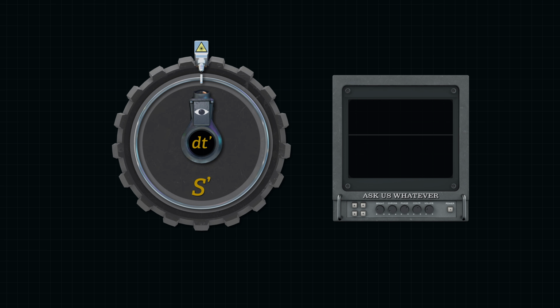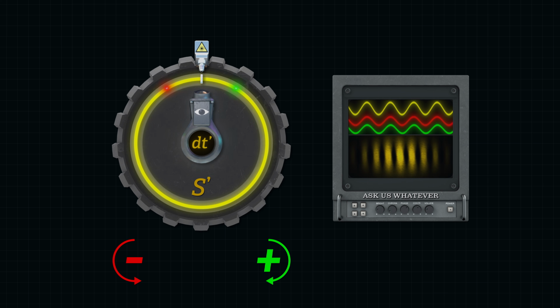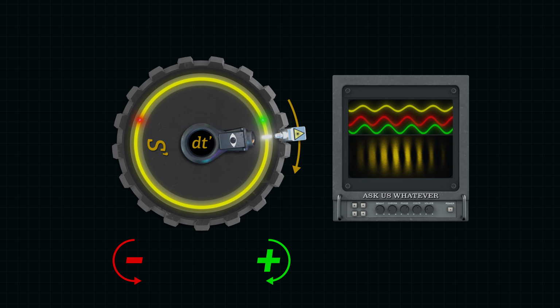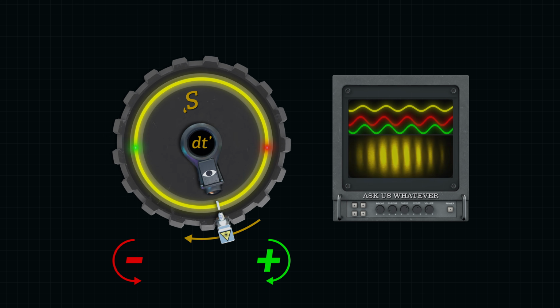As you may recall, light travels from the beam splitter, where it is split into two counterpropagating signals that travel around a loop, either clockwise or counterclockwise. The signals reunite at the original beam splitter and form an interference pattern.